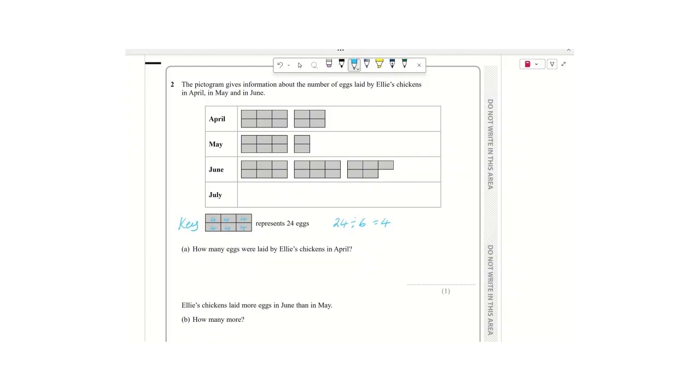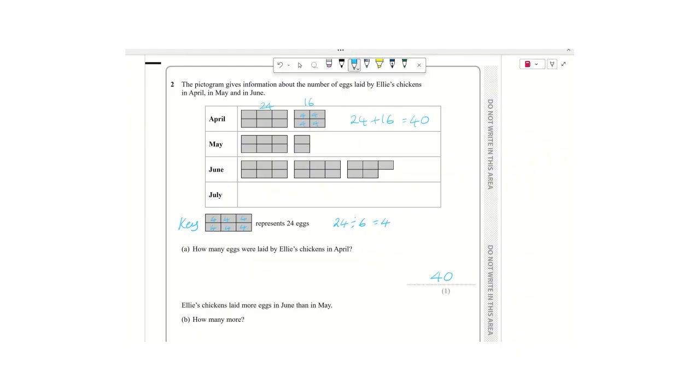So part A asks us how many eggs were laid by Ellie's chickens in April. So if we look at April, we've got one complete rectangle, which we know is 24. So we don't need to add those up. We've got 24 there. And then we've got 4 of those little ones, which are 4 each. And 4 4s will give me 16. So if I do 24 plus 16, that gives me an answer of 40. So the answer there is 40.